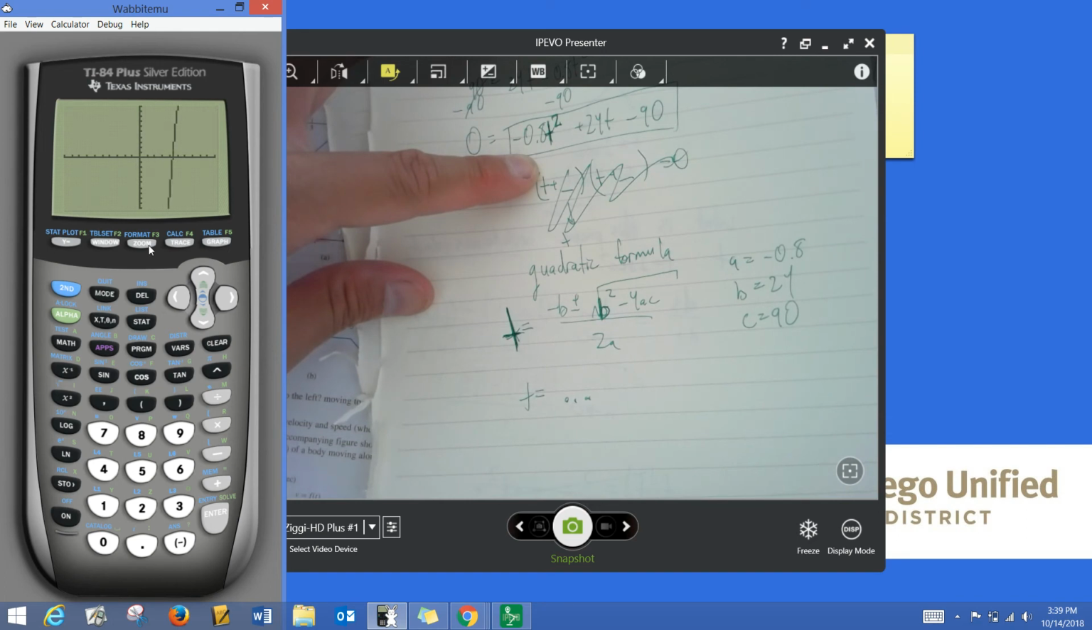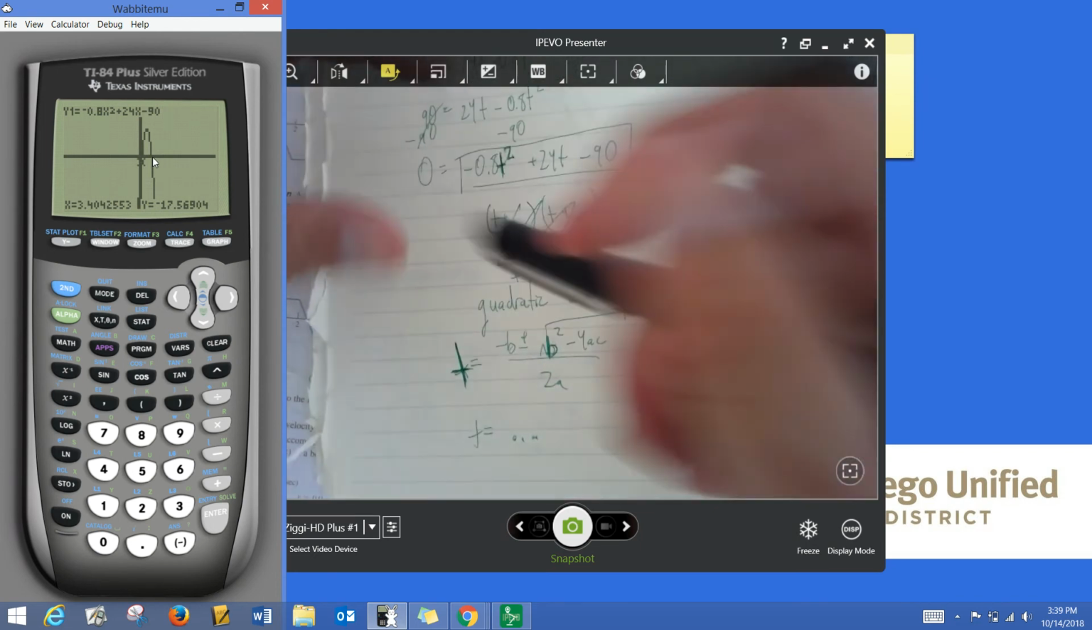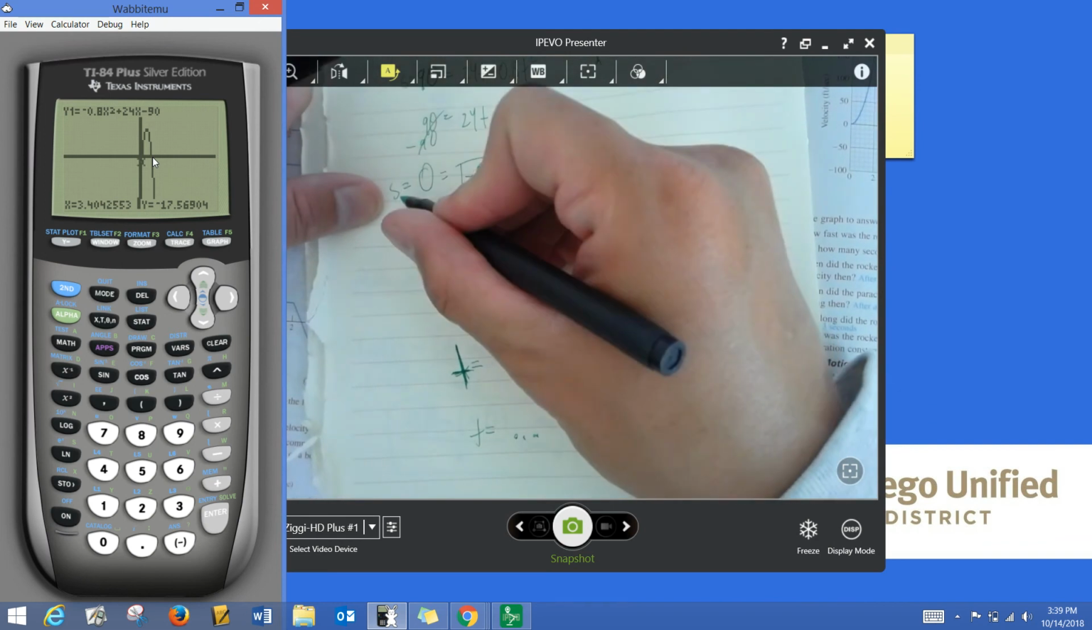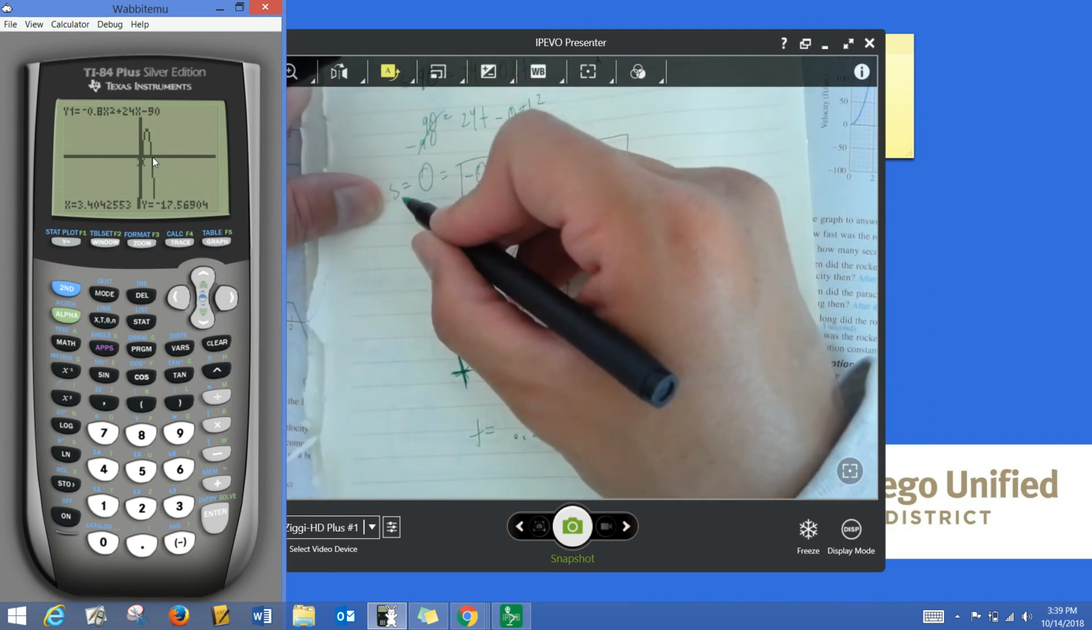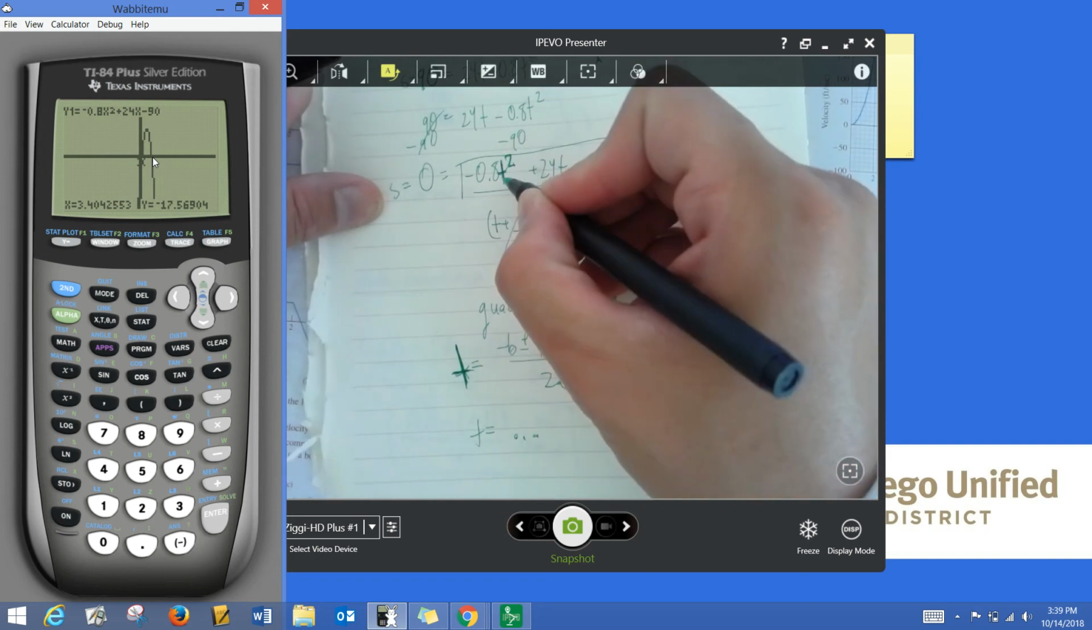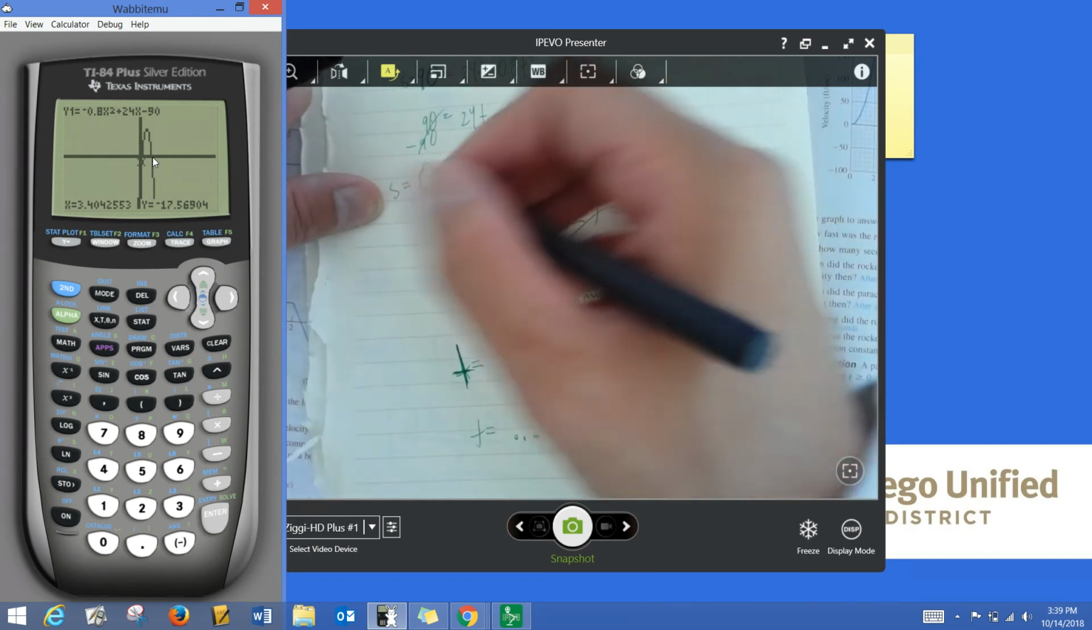Maybe I should zoom out and see what it looks like. It doesn't look great, but oh my gosh, it is big. There it is. I could trace along this guy, and then I just need to find the x-intercepts here and here, because again, it's where s is equal to 0, and we're trying to find t.